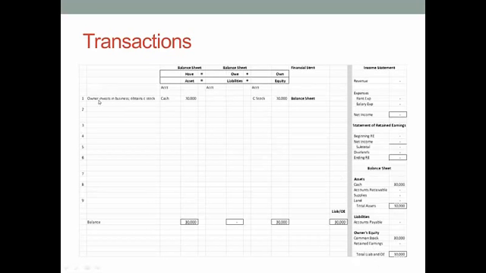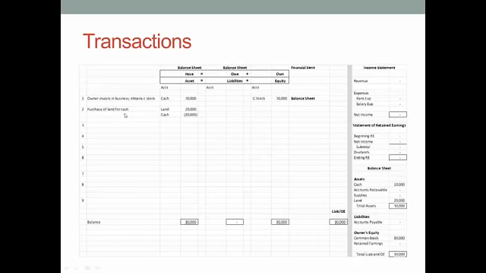So in this first transaction, the owner invests in the business in the amount of $30,000 and he obtains common stock. So cash is going to increase. Common stock under owner's equity will increase. We see through this transaction, the accounting equation stays in balance.